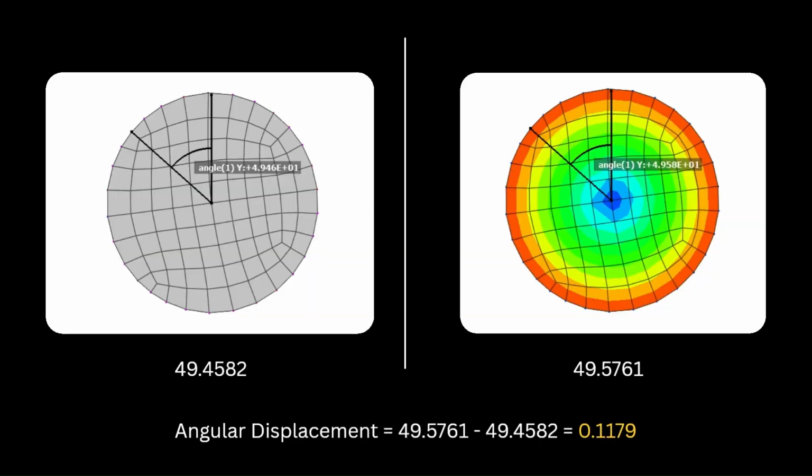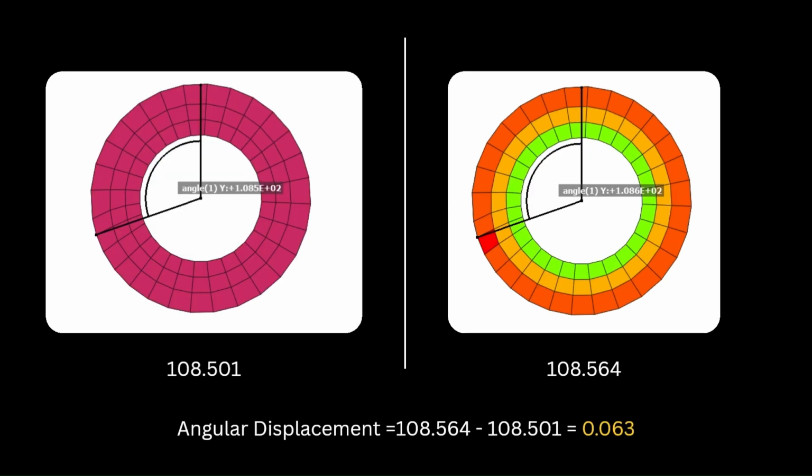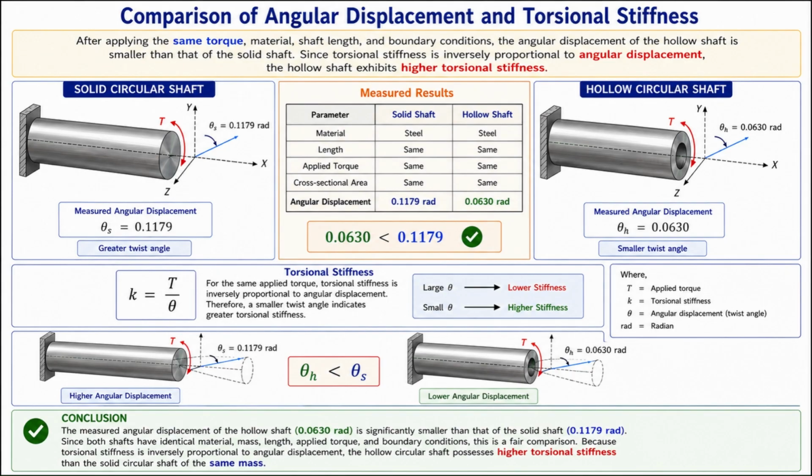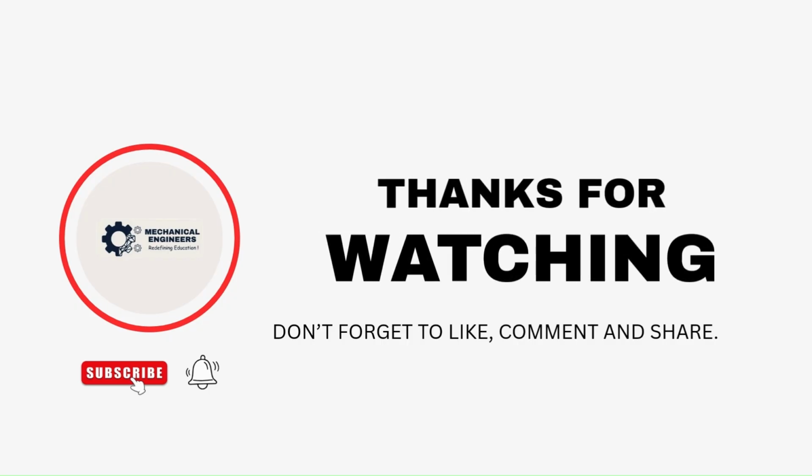For the solid shaft, we observe that the angular displacement is 0.1179 and for the hollow shaft it is 0.063. So the angular displacement for the hollow shaft is less than that of the solid shaft. So we can say that the hollow shaft has a higher torsional stiffness than the solid shaft of the same mass.